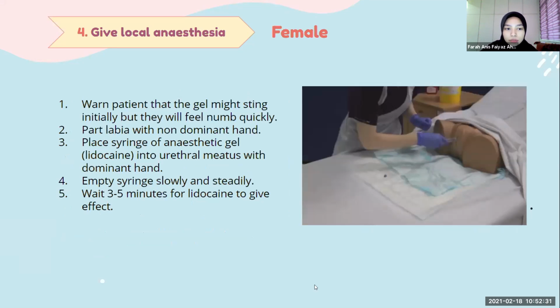And also the same for female. First, we need to inform the patient that the gel might sting initially, and then they will feel numb. And then part the labia with the non-dominant hand. Place the syringe of the anesthetic gel into the urethral meatus with the dominant hand, and empty the syringe slowly. And then we also need to wait up to 5 minutes for the gel to take effect.